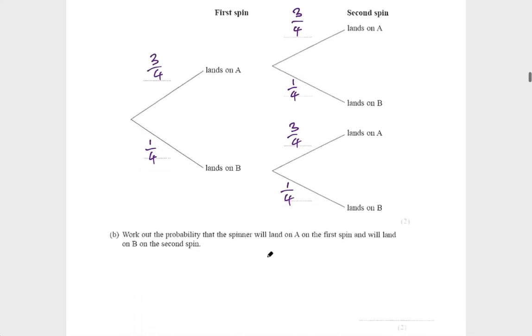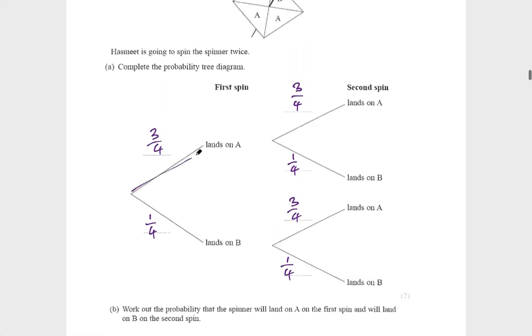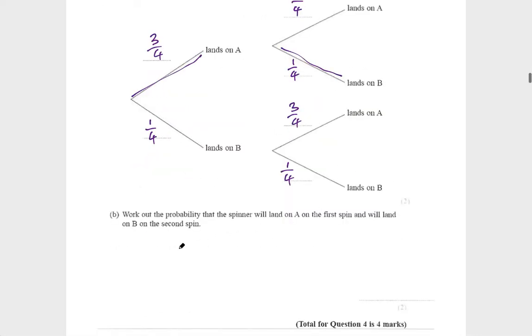Work out the probability that the spinner will land on A on the first spin and on B on the second spin. So that is this path, land on A and then land on B. In order to do that, we need to do the two probabilities multiplied together. So you always multiply along the branches. That gives you 3 out of 16, which is the answer here. Better to give an answer in fractions, much better than decimals in this case.